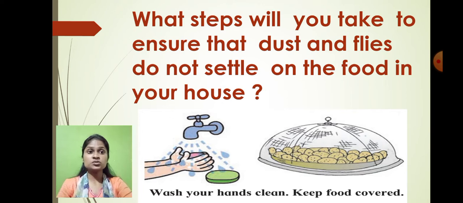Is that clear? So students, always remember: what steps will you take to ensure that dust and flies do not settle on the food in our house? First of all, keep the food covered like this. At home also, whenever you are not eating, you have to keep any food material covered. If you keep the food uncovered, there are chances that germs and dust will settle down on the food and food poisoning will occur. And at the same time, clean your hands thoroughly with soap before eating anything and while cooking. So these are certain hygienic conditions we have to follow to ensure that we do not get infected because of any type of disease.